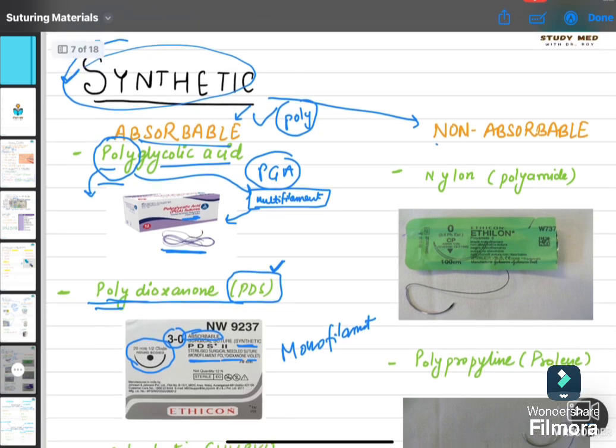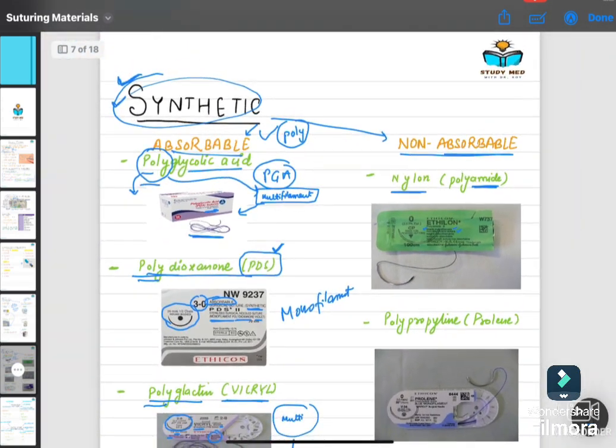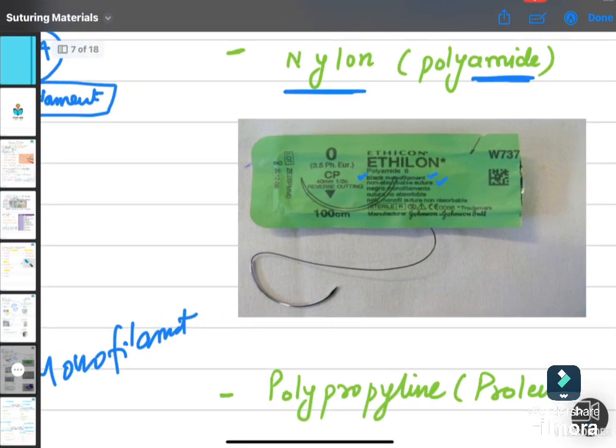Now the second category is non-absorbable, which is simply nylon, or polyamide. In the diagram you can see it is again black in color, and it is monofilament, and again a non-absorbable suture. This is what is mentioned on the packet. If you keep this diagram in your mind, you will never forget which suture belongs to which category and under which classification it is mentioned. Again, these are the needle parameters mentioned. The starting one is the reverse cutting. You can see the diagram. It is an inverted triangle.